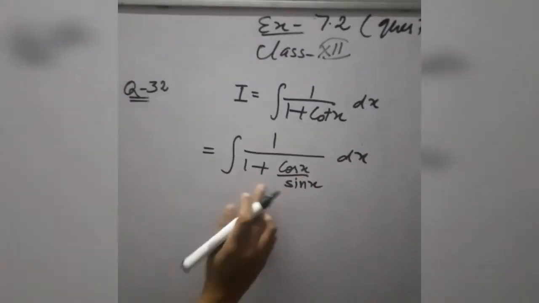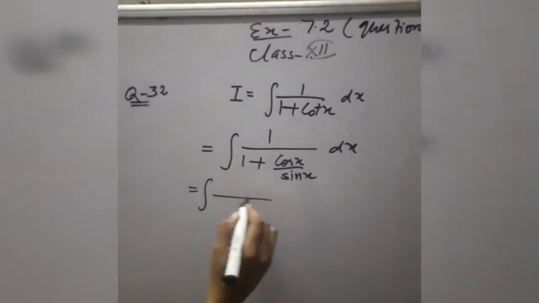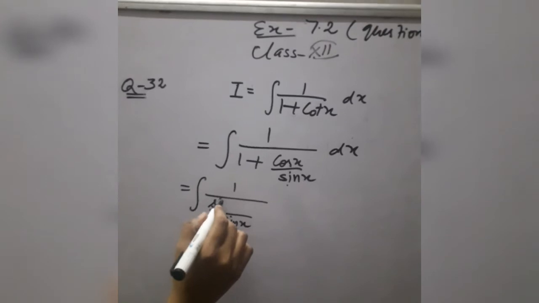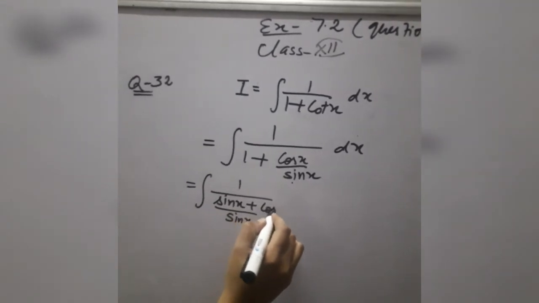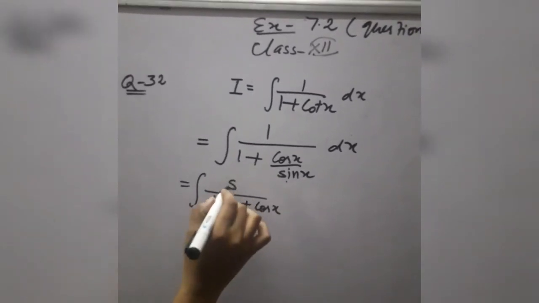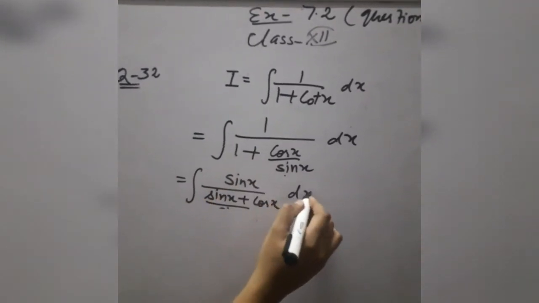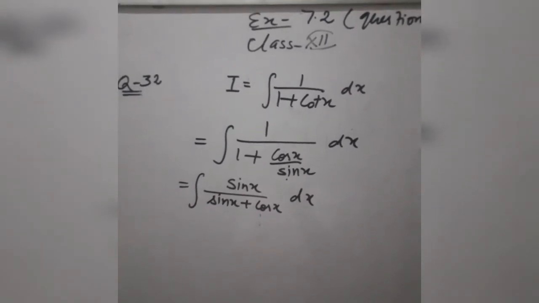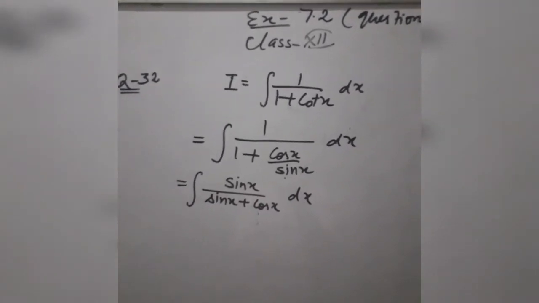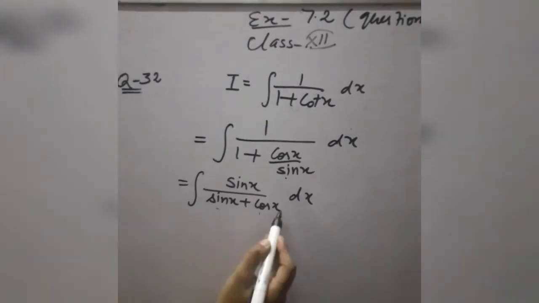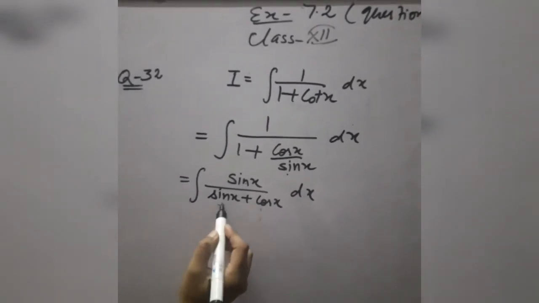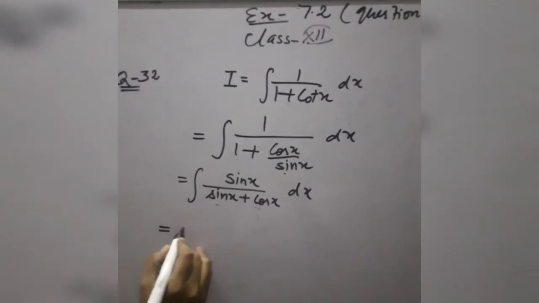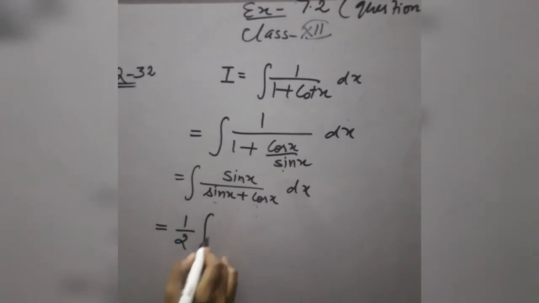Now taking the LCM of these two terms, the LCM will be sin x, and it becomes sin x plus cos x. You can shift this sin x here, which means now it becomes sin x divided by sin x plus cos x. Now in this sum also, you cannot put sin plus cos as t, because this is not the derivative of sin x plus cos x. So what will you do in this case? See the next step, you will multiply and divide it by 2.